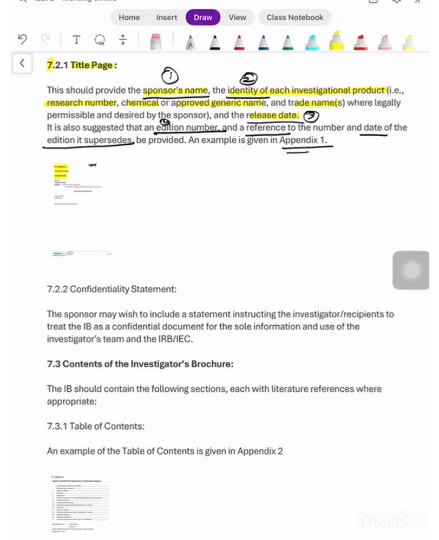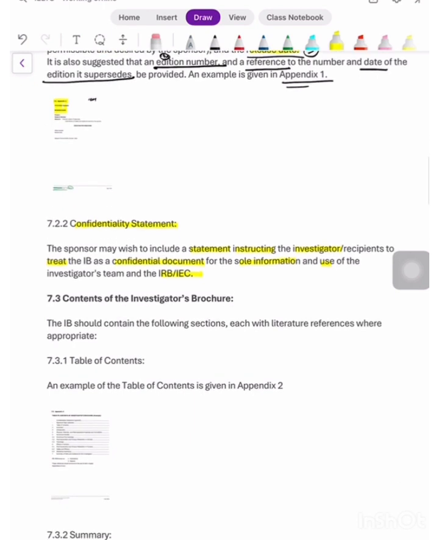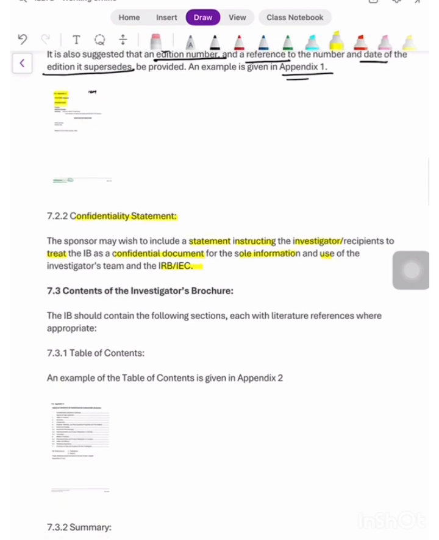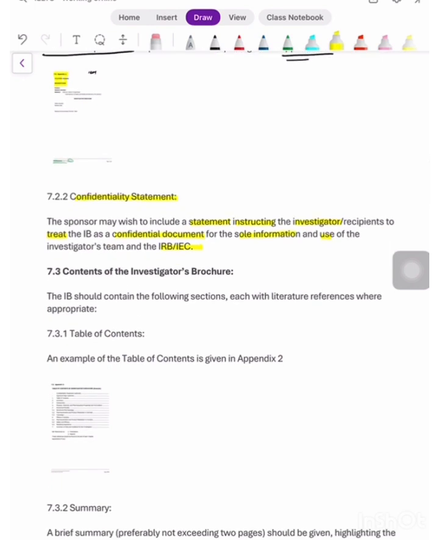The sponsor may wish to include a statement instructing the investigator or recipients to treat the IB as a confidential document for the sole information and use of the investigator's team and the IRB/IEC. It is up to the sponsor to include a statement which says to treat this IB as a confidential document and use it only for the investigator team or the IRB or IEC, that is, the Institutional Review Board or the Independent Ethics Committee.